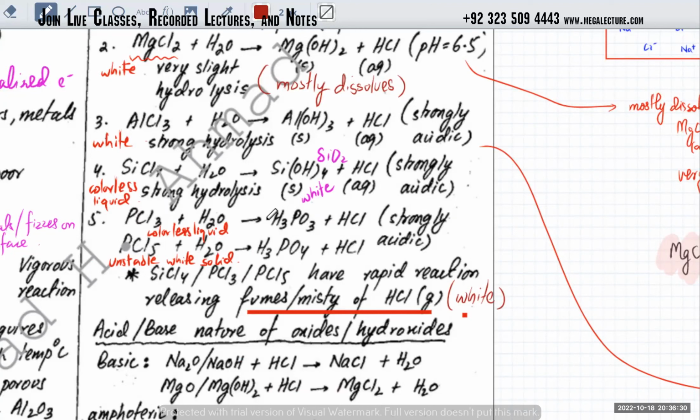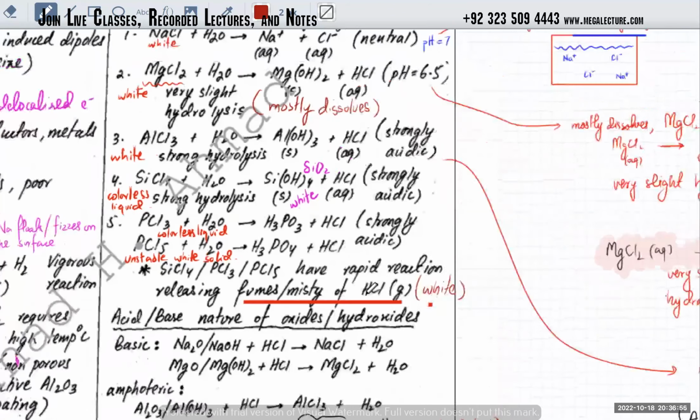PCl3 and PCl5 will also have a very rapid reaction with water, forming phosphoric acid and HCl. PCl5 will form H3PO4, PCl3 will form H3PO3, and HCl gas is going to be produced. In all cases there are going to be fumes of HCl produced. Is this all clear?